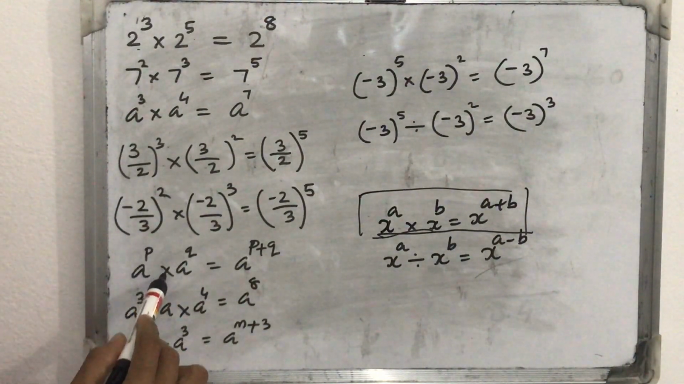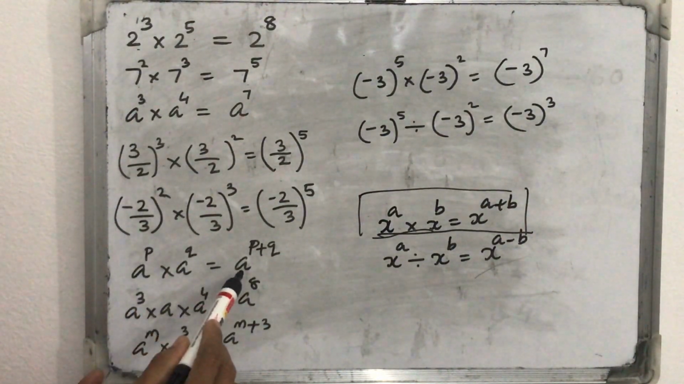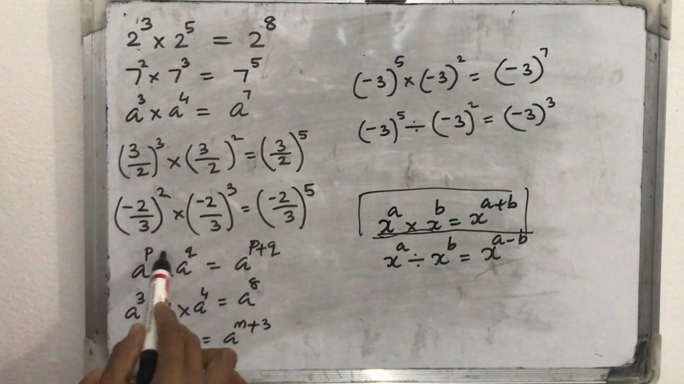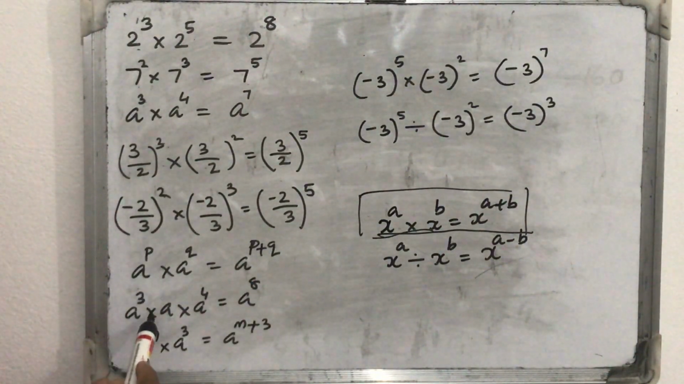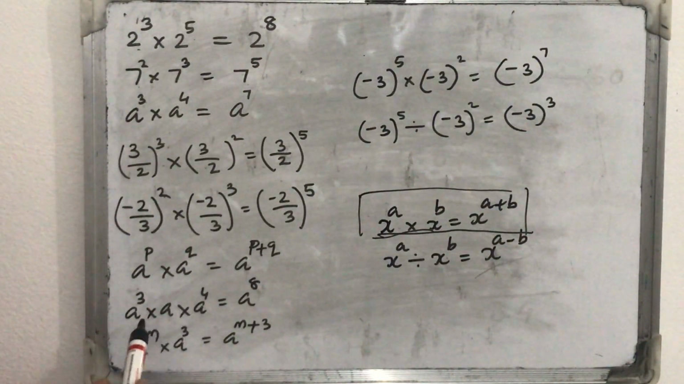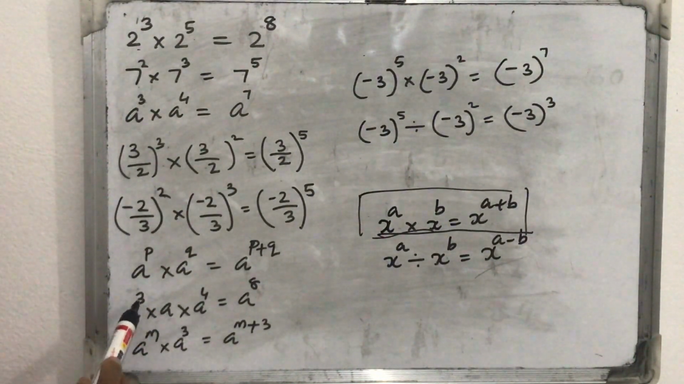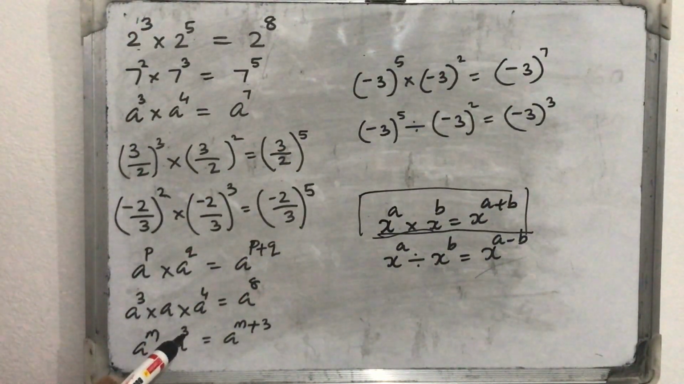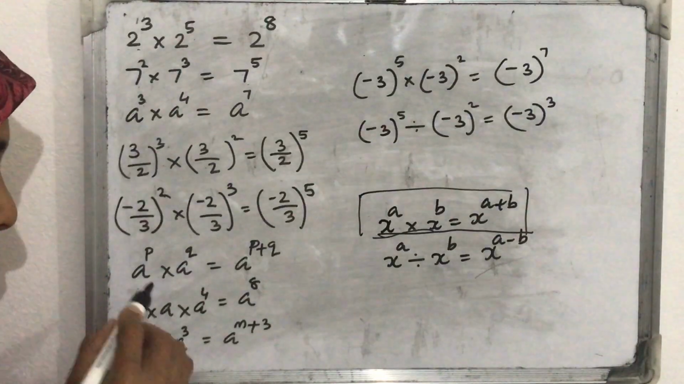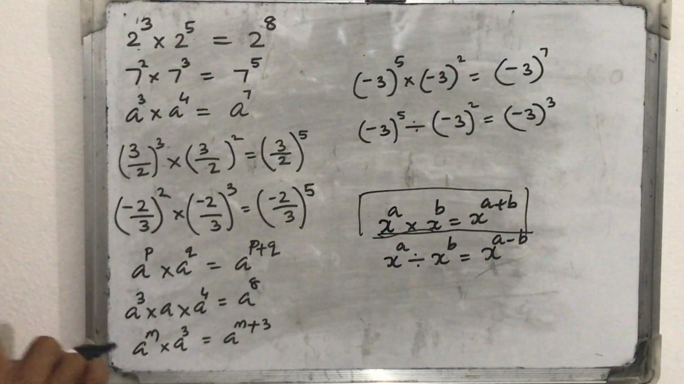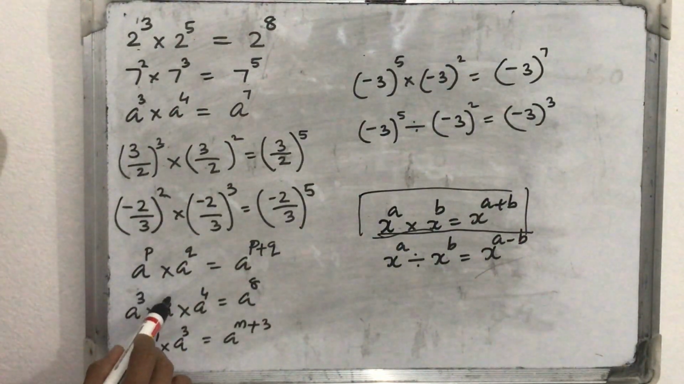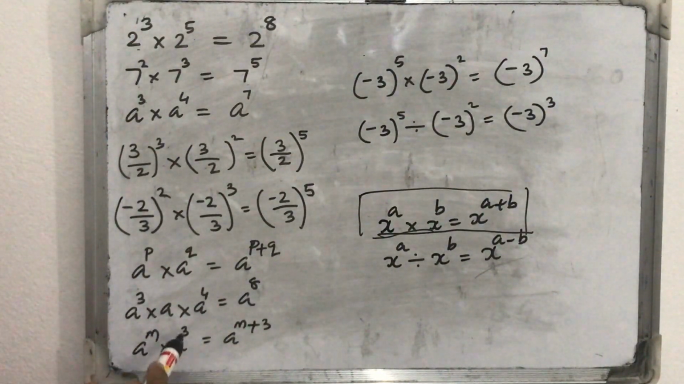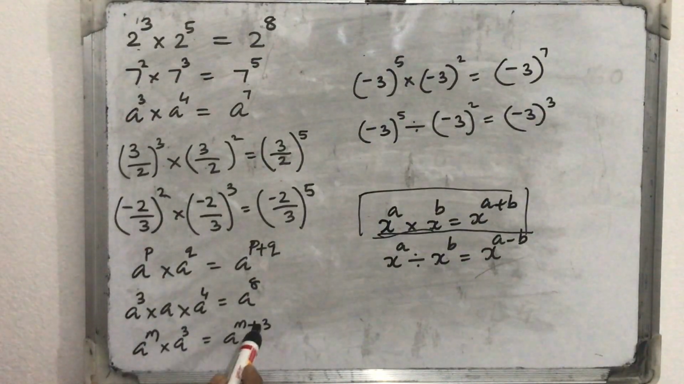Then a raised to p into a raised to q, that is a raised to p plus q. We are adding the powers, p plus q. Then a cube into a raised to 4. So a raised to 3 plus, what is this power? If no power is written, then the power will be 1. We take it as 1. a raised to 1. So 3 plus 1, 4. 4 plus 4, 8. Okay. a raised to m into a raised to 3, a raised to m plus 3.